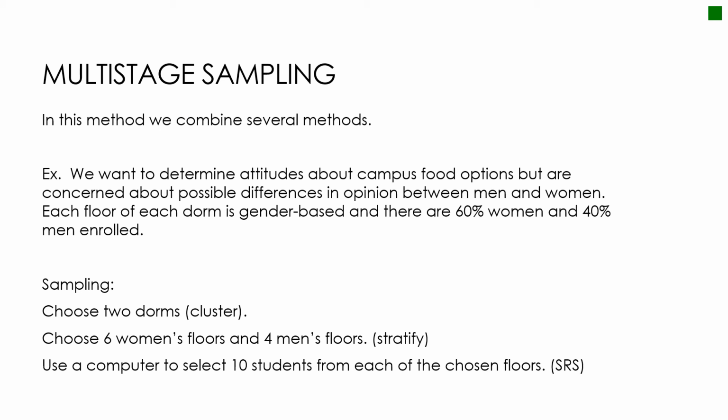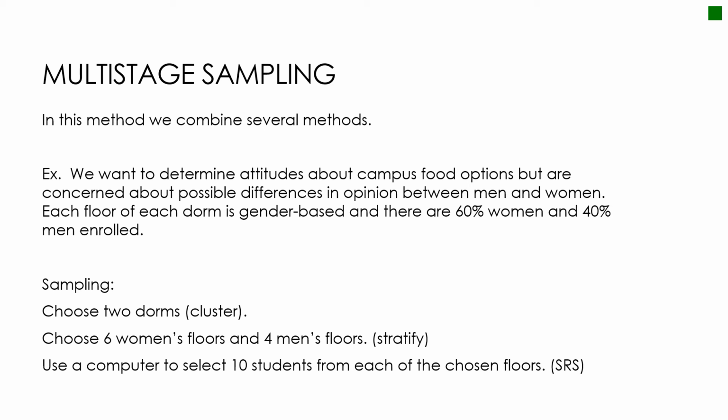And then we have multi-stage sampling, and this one is not used very often for your purposes in the real world. I'm sure it is used more often, but for your purposes, this would be if they include a lot of the different methods. Like, say I want to determine attitudes about campus food options but am concerned about possible differences in opinion between men and women. Each floor of a dorm is gender-based and there are 60% women and 40% men.